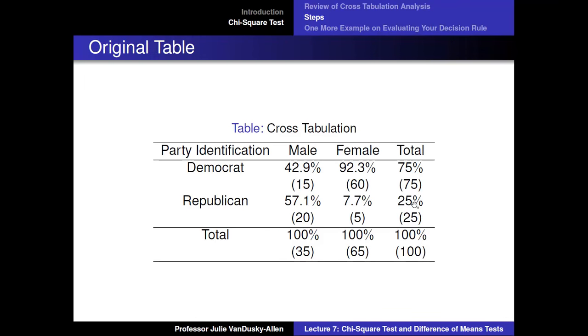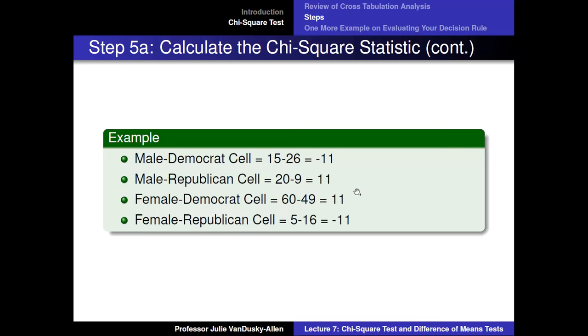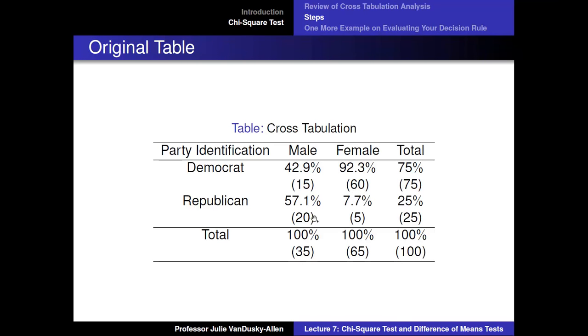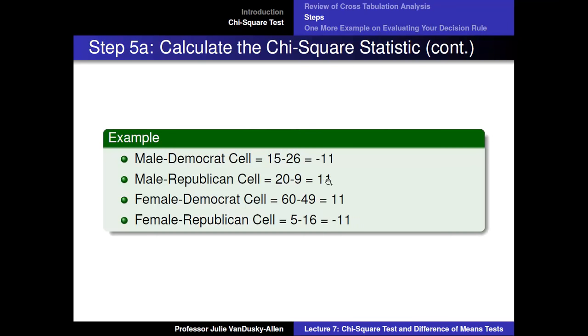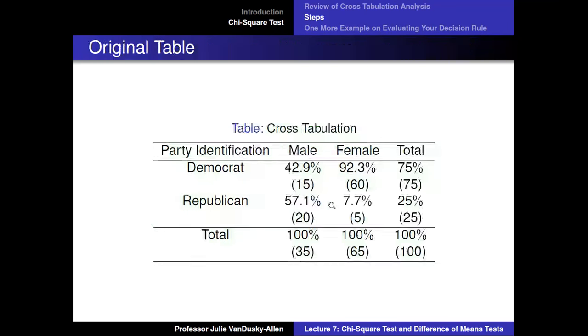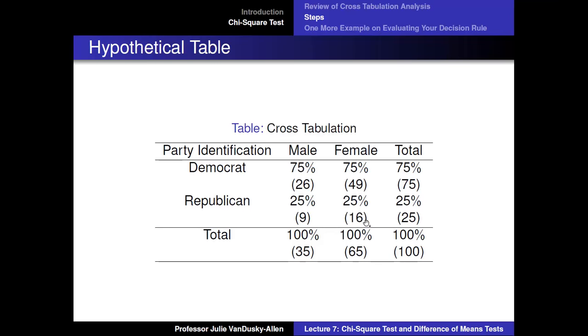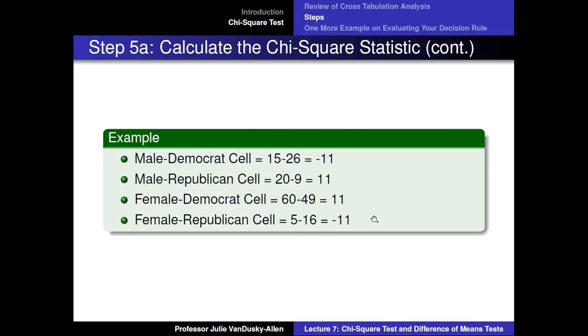So for the male Democrat cell, it should be 15 minus 26, which is negative 11. For the male Republican cell, it should be 20 minus 9, which is 11. For the female Democrat cell, you calculate 60 minus 49, which is 11. And for the female Republican cell, you calculate 5 minus 16, which is negative 11.